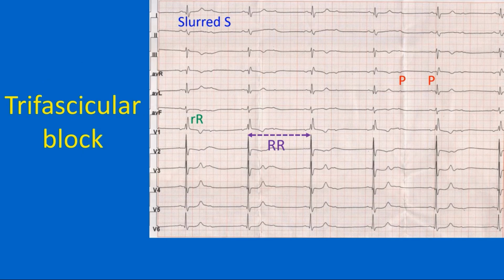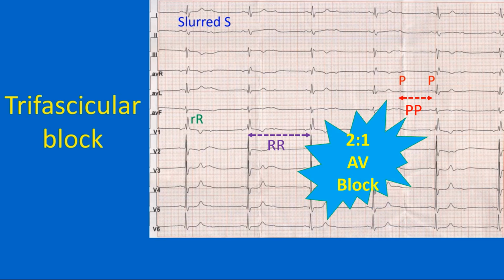ECG demonstrating trifascicular block. RR interval is 1800 milliseconds and PP interval is 900 milliseconds, suggesting 2:1 AV conduction. There are small Q waves in lateral leads. Slurred S waves are seen in lead 1 and AVL, and RSR pattern is seen in V1, suggesting right bundle branch block. 2:1 AV conduction in the presence of RBBB suggests that conduction in the left fascicles is delayed and blocked. Overall, this constitutes one type of trifascicular block.